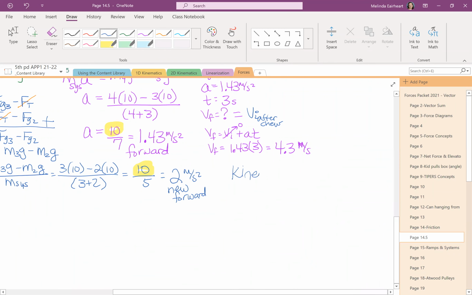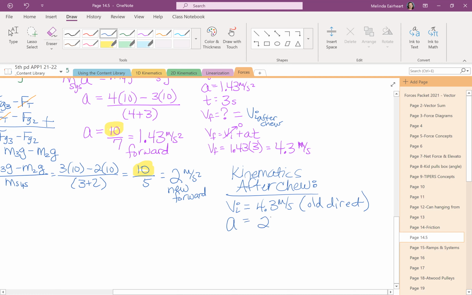If we do kinematics now, after the chew, what do we know? We know now the initial velocity is 4.3 meters per second in the old direction. So we're going to have to make a change at some point. We know the new acceleration is 2 in the new direction. So it depends on what you want to call positive and negative. I got to make somebody negative though, right? Can't do kinematics with opposite directions.